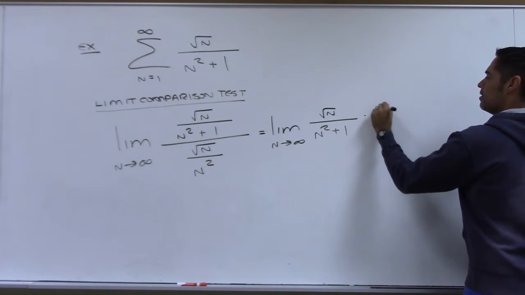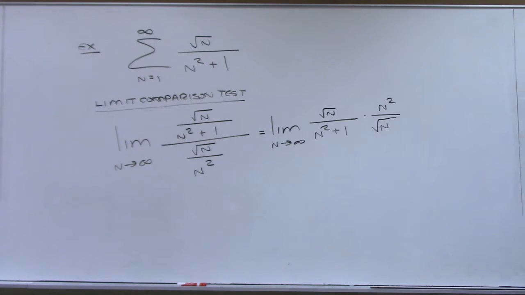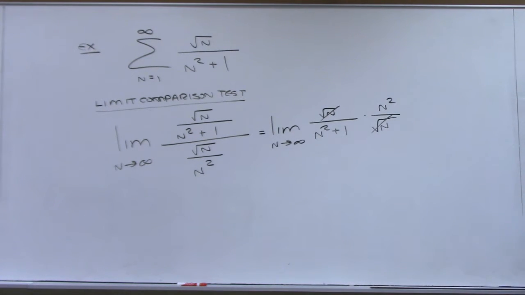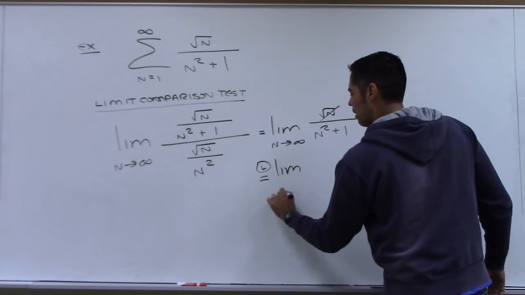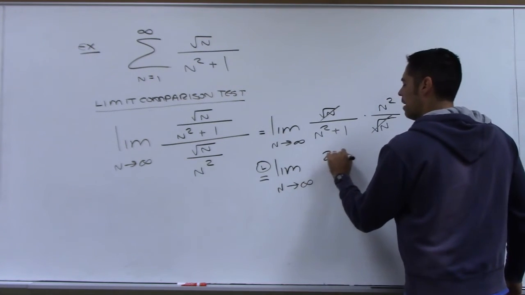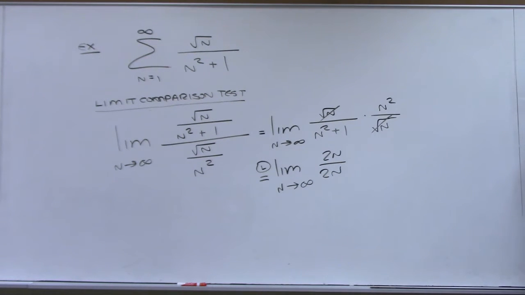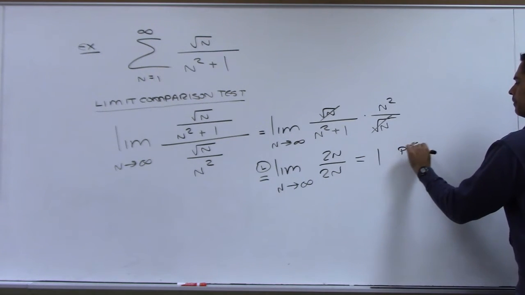Okay, let's see. N squared over root n. So that's just flipping. And you see the root n's cancel. And n squared over n plus 1, infinity over infinity. L'Hopital 1 time. You get 2n over 2n, which is just 1. And that's what we want, right? We want this to happen. Good. Positive constant.